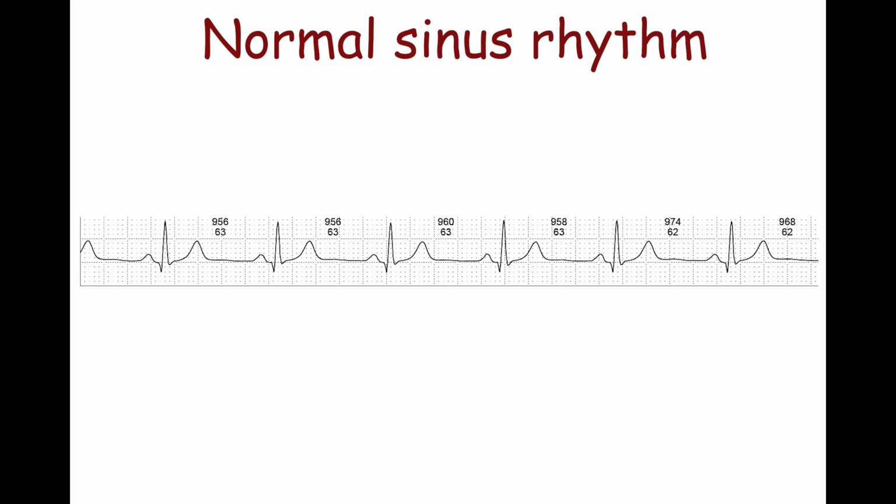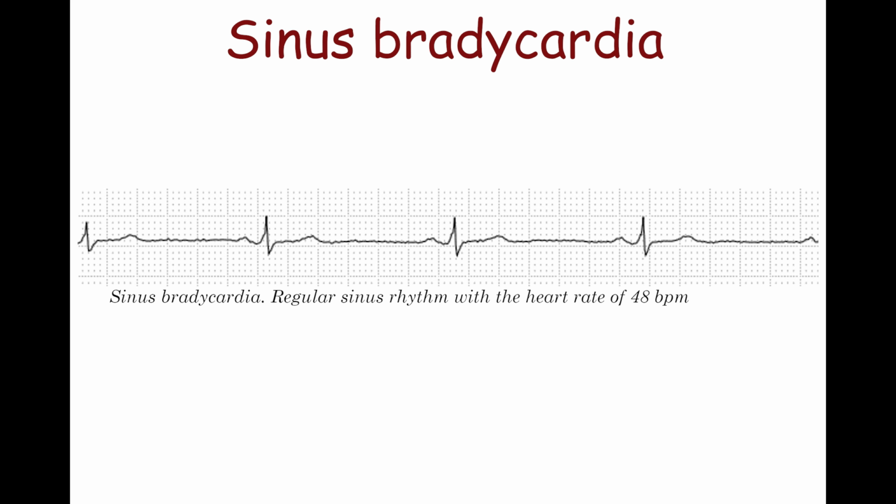Normal sinus rhythm means that P waves occur at a rate of 60 to 100 beats per minute with less than 10% variation in the PP interval. Each P wave is followed by a QRS. If the heart rate is less than 60 beats per minute and P waves precede each QRS complex, sinus bradycardia is present. For example, this ECG shows regular sinus rhythm with a heart rate of 48 beats per minute.